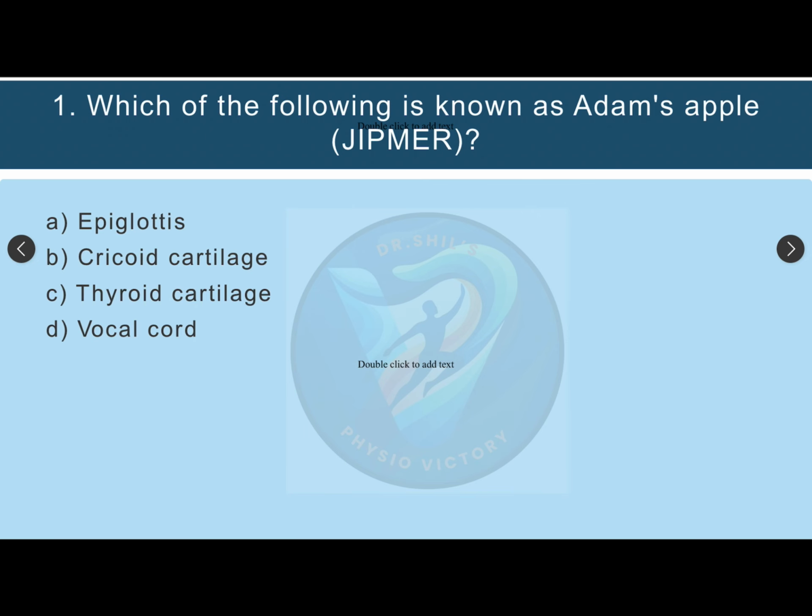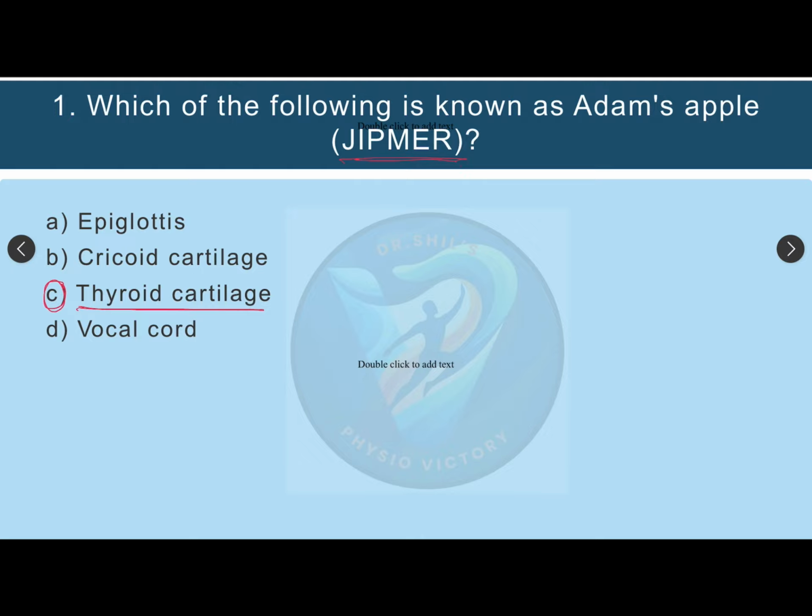This question is asked in JIPMER. So the options are option A, epiglottis, option B, cricoid cartilage, option C, thyroid cartilage, and option D, vocal cord. Here the correct answer is option C, thyroid cartilage.